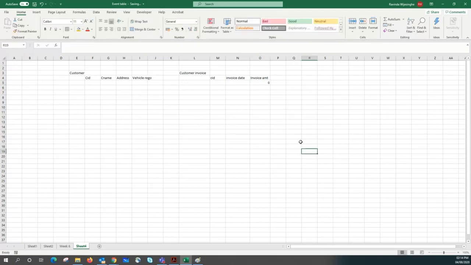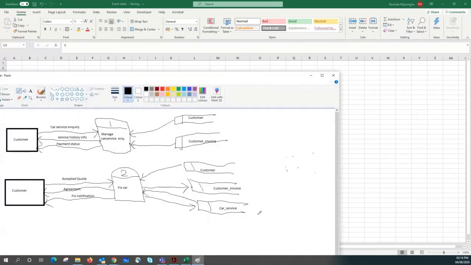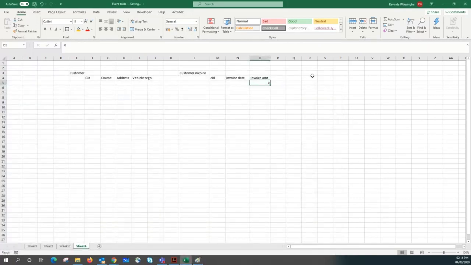The invoice amount is 0, right? We just put that in because at the moment it has been amounted to 0. And then the vehicle has been fixed, right? When the vehicle has been fixed, this car service one may contain this kind of information, right? Custom car service.